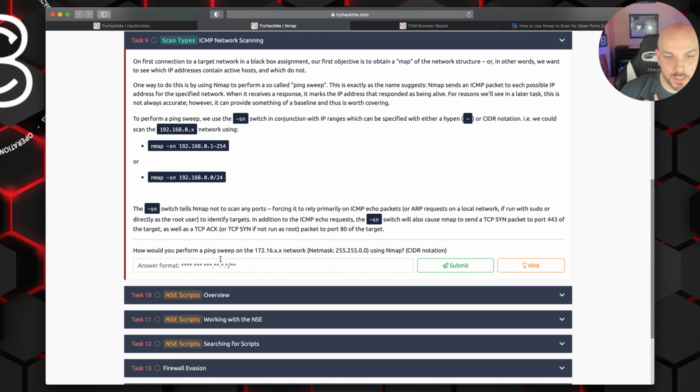Okay. How do you perform a ping sweep on 172.16.x.x, so it's a /16, using Nmap? So nmap, and then it was -sn, n for no port scanning, 172.16.0.0, 255.255.0.0.